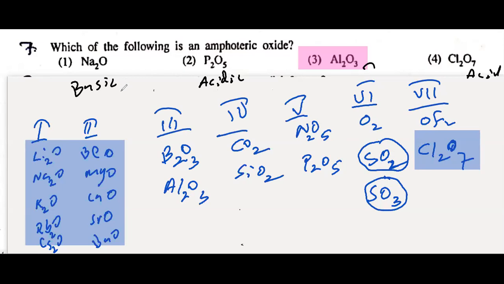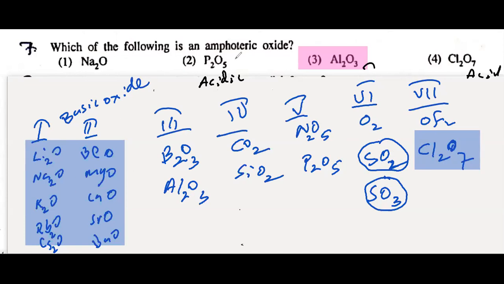So what you have right now: the leftmost side of the periodic table has basic oxides. Basic oxides are mostly formed by metals, not always. Why are they called basic oxides? Sodium oxide, here also, is basic. In upcoming papers, they will change the formulas.